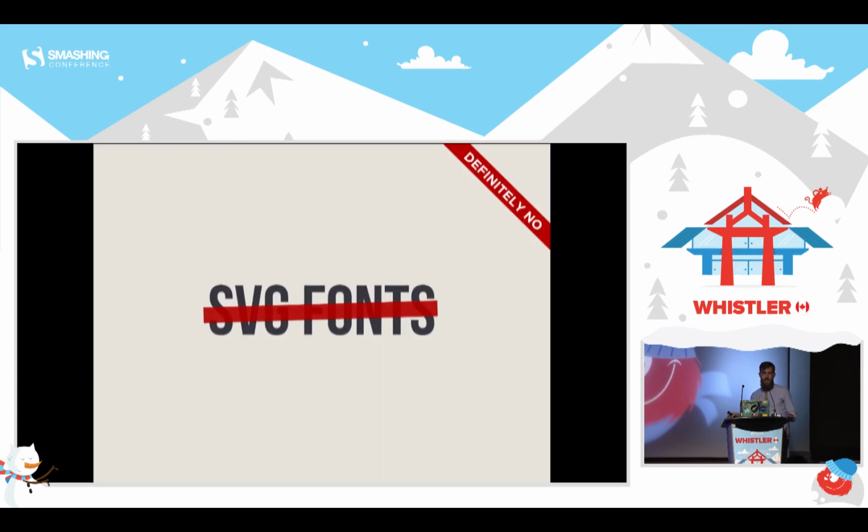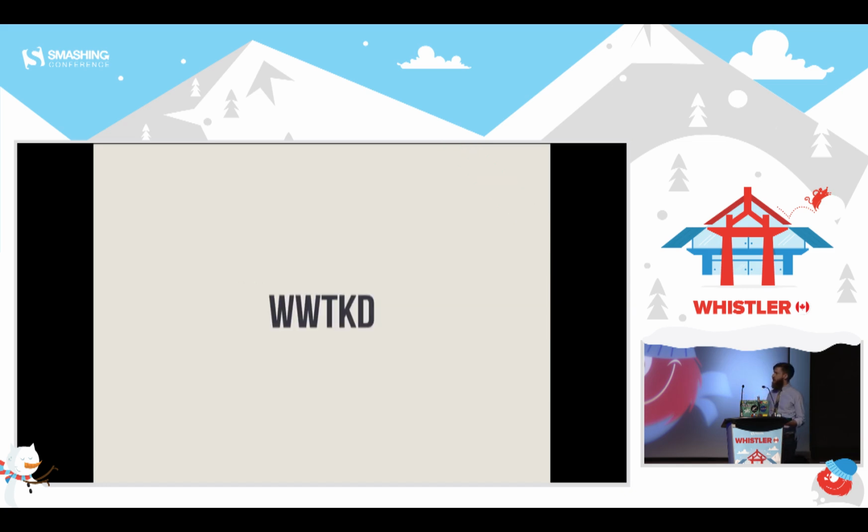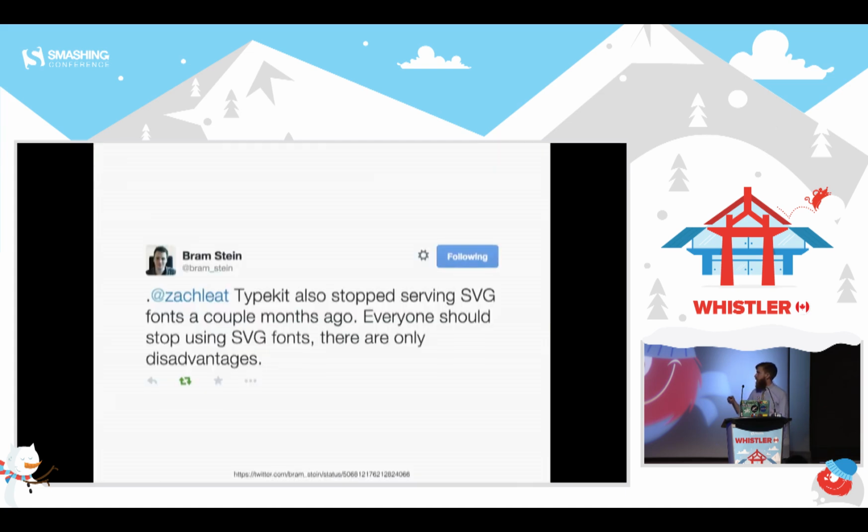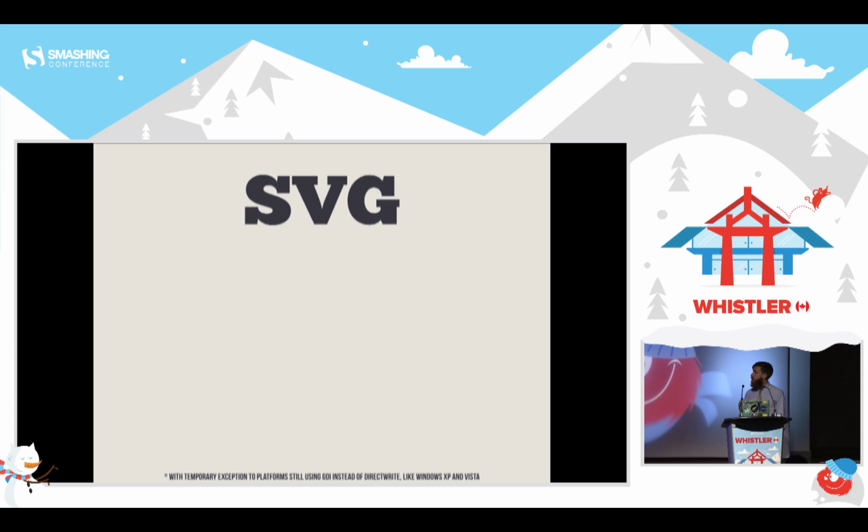So now forget everything I said about compatibility, because when it comes to SVG fonts, we don't want to use them anymore. They're very bad. And when it comes to situations like this, I usually say, what would Typekit do? Bram Stein works for Typekit, and he said that Typekit stopped serving SVG fonts a couple months ago. They only have disadvantages. For example, SVG fonts was removed from the SVG specification. It's no longer an official thing.